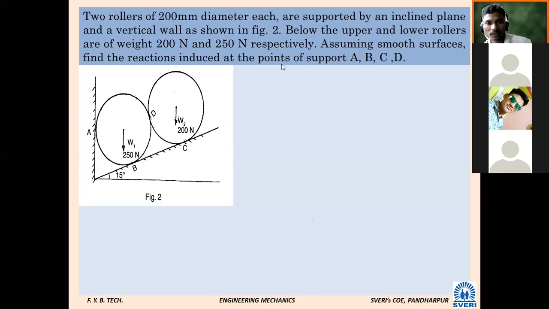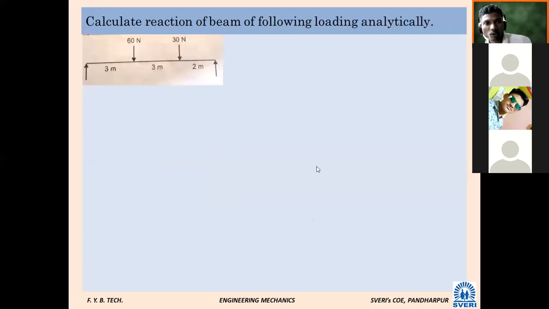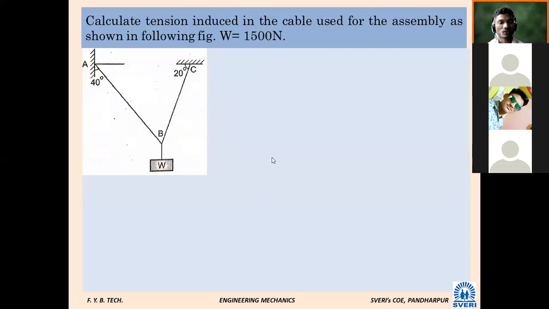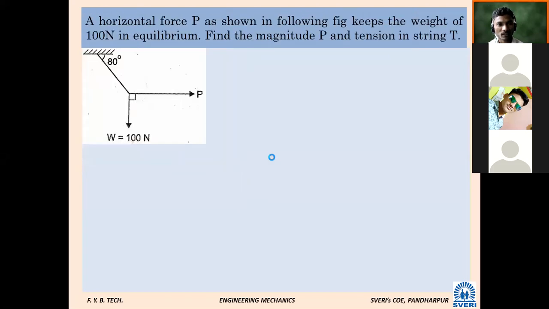Shall we go next? Now after cylinder, problems of beam will start. So we have seen what is beam, what are the different types of supports, reactions, etc. If I go quickly back, now beam problems are going to start.